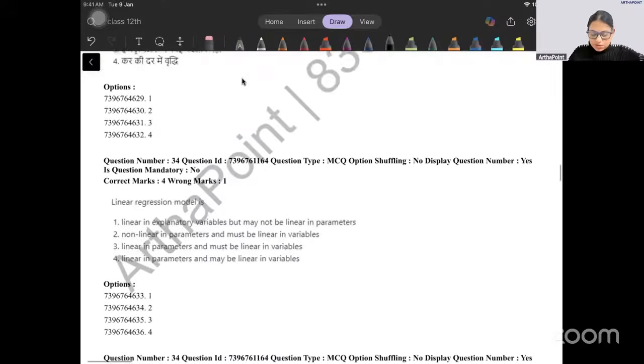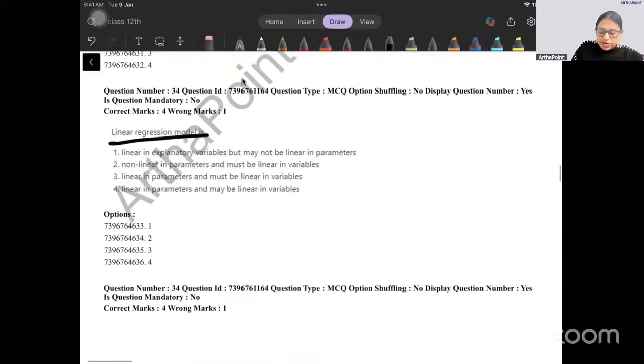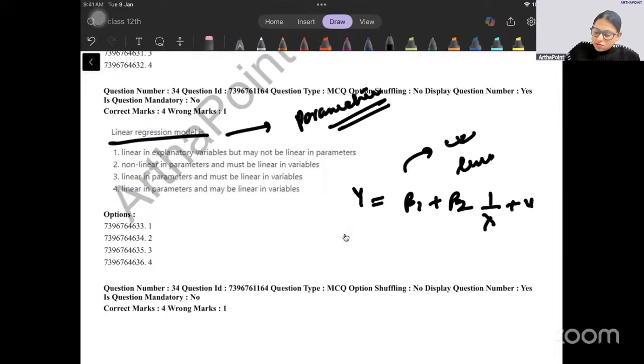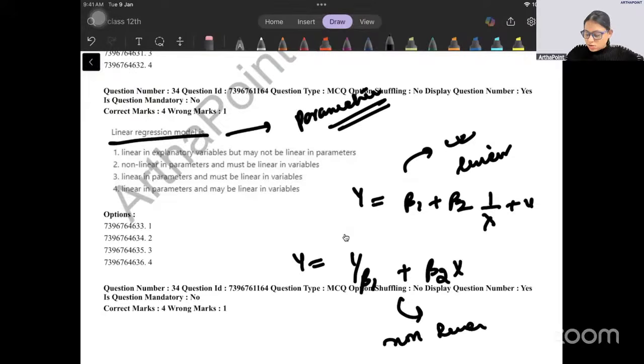Okay. Next question. Linear regression model is. So linearity always means linearity in पैरामीटर्स. ये पहला चीज है जो हम इकोनोमेट्रिक्स में बताते हैं. So y is equal to beta 1 plus beta 2 1 by x plus u. This is linear model. But y is equal to 1 by beta 1 plus beta 2 x. This is non-linear model. क्योंकि यहाँ पे बीटा में नॉन लीनियरिटी है. Right? So I need linearity in parameters. May or may not be linear in variable.